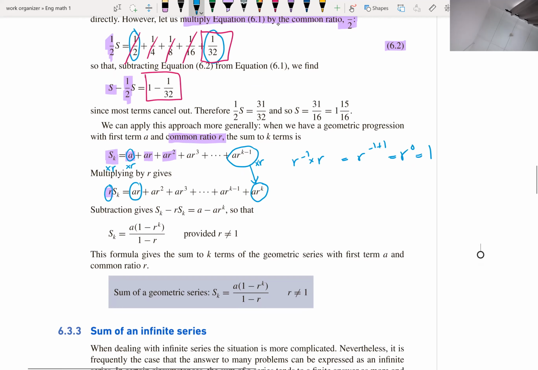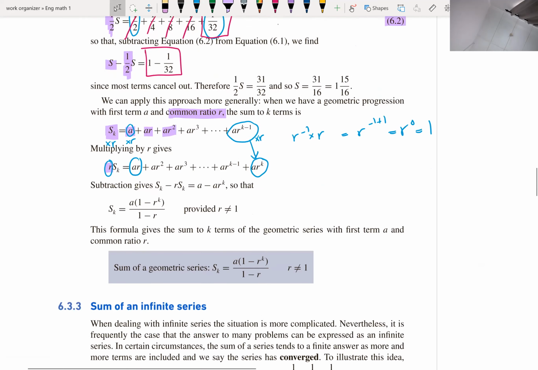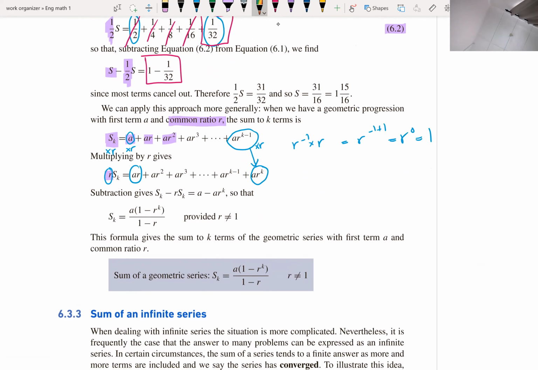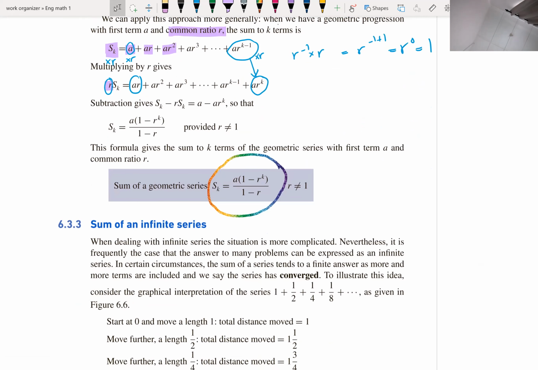So okay, you can see that this is the formula to calculate sum of geometric series. So this one is for geometry, the term that we multiply with common ratio.